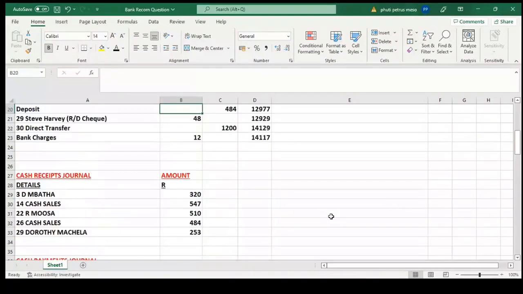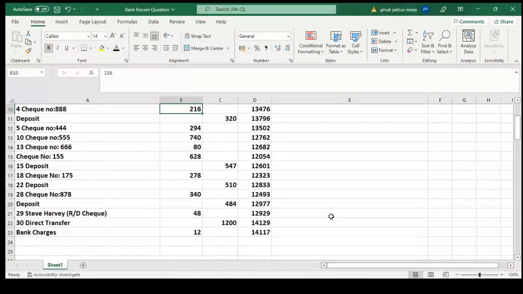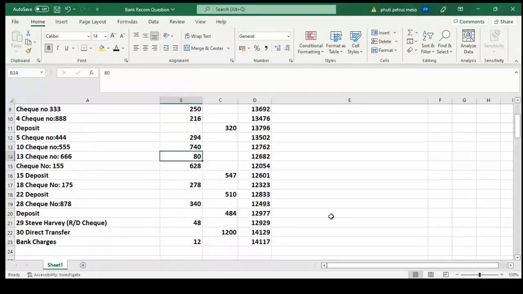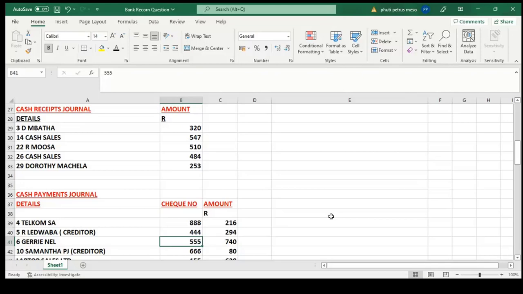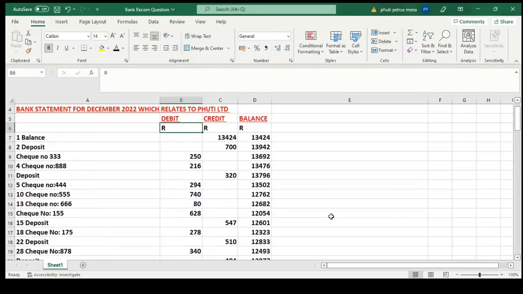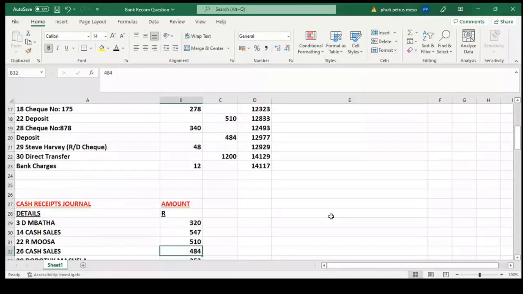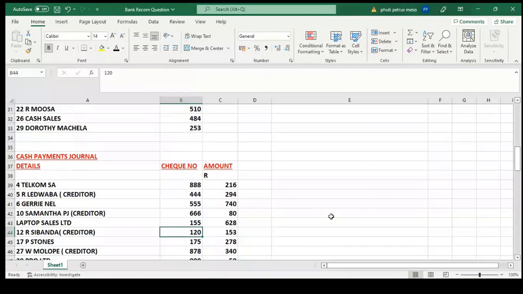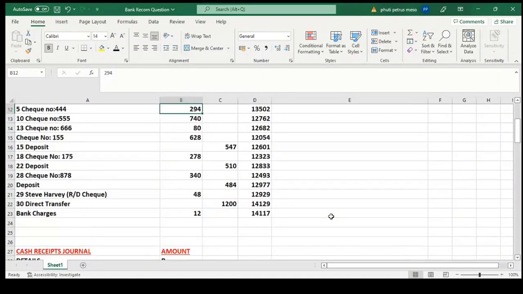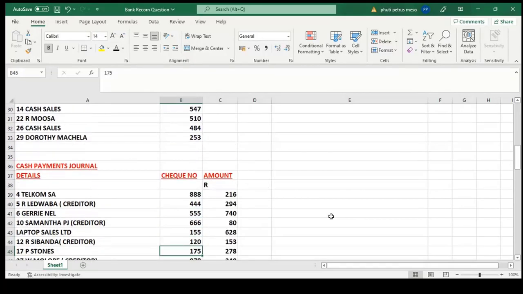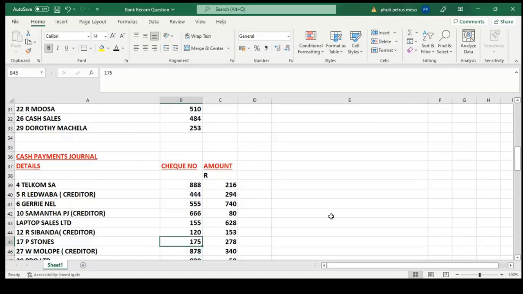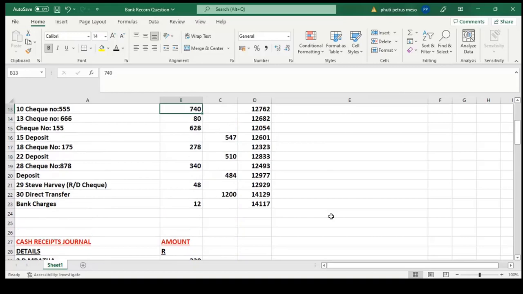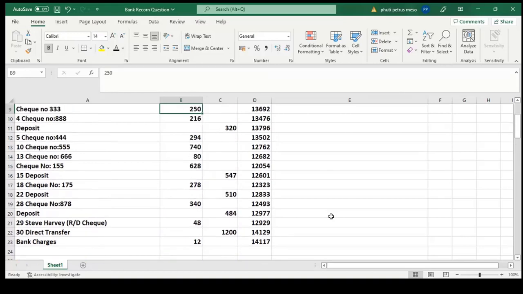Yes. It seems like I'm losing you guys. Okay. Do we have 294? Let me just go back. Yes, we do have 294. Can you all see that? Do you have 740? Yes. 740, there we go. Do you have 80? Let's have a look at 80 up there. Here's 80. Okay. And do we have 628? Yes. We have 153? Nope, I don't think we do.